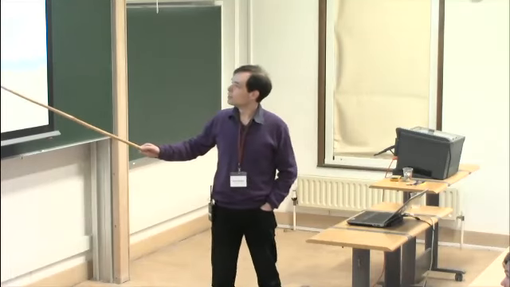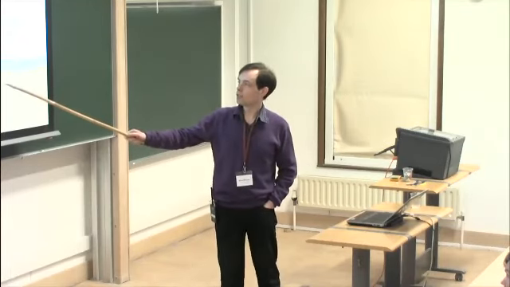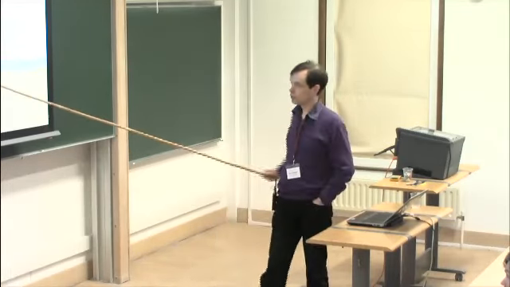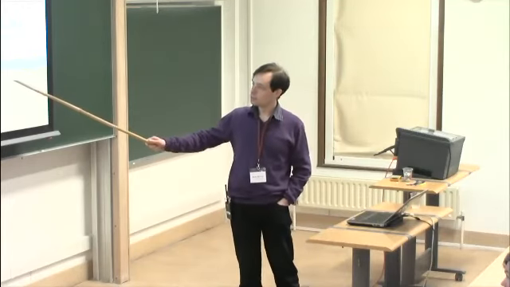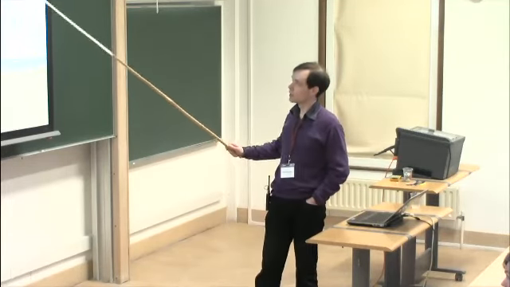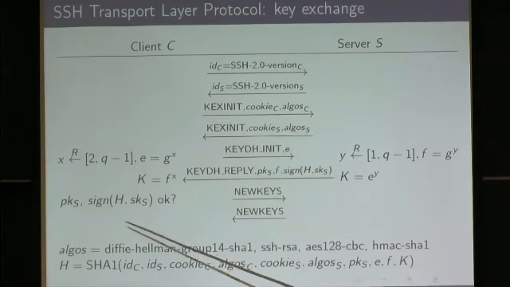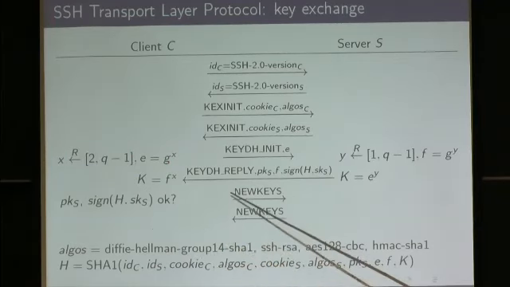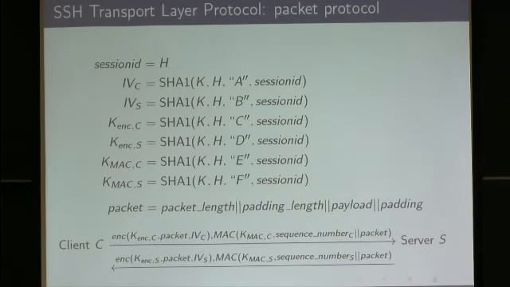And the client is also going to verify the signature of the hash, which is computed in the same way. So it is going to verify whether the signature is correct using the public key. If the signature is correct, the client sends a new keys message saying I want to start using the new keys, and the server confirms also with a new keys message. And then you have the tunnel.